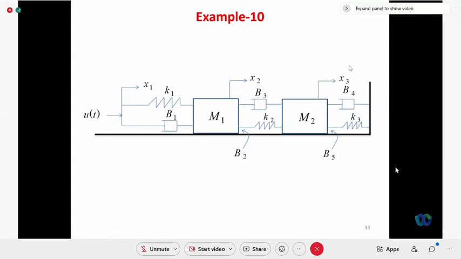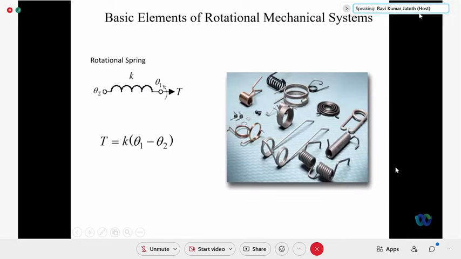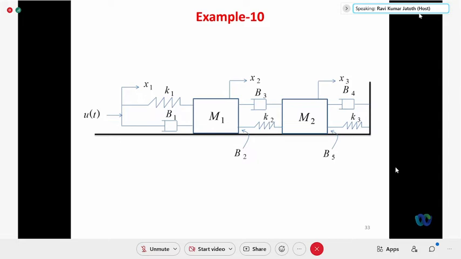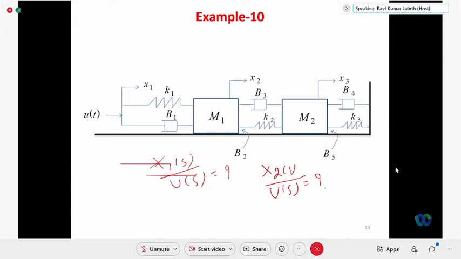Now this is one particular example that is given, and then we are asked to derive its transfer function. It can be asked as anything, like x1 of s by u of s, or x2 of s by u of s, or x3 of s by u of s, it can be a transfer function. Anything asked, you have to do it. If you feel comfortable, okay, or otherwise, if you want me to solve it also, I can solve it.